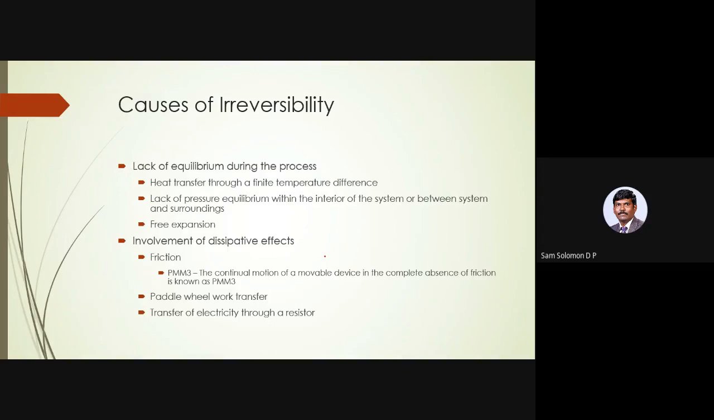So they call it perpetual motion machine of the third kind. If there is no friction at all, then that is the perpetual motion machine of the third kind. The continual motion of a movable device in the complete absence of friction is known as perpetual motion machine of the third kind. And then we have paddle wheel work transfer, transfer of electricity through a resistor. We will see all that in the coming slides. So these are the irreversibilities. Causes of irreversibility, you should keep in mind: lack of equilibrium, and the other one is dissipative effects.